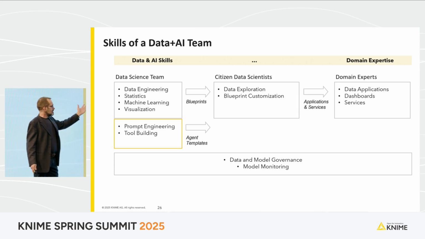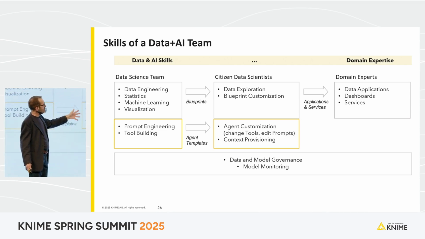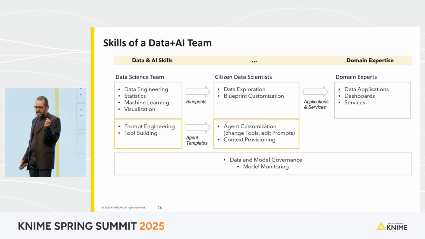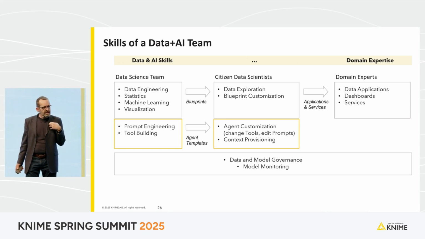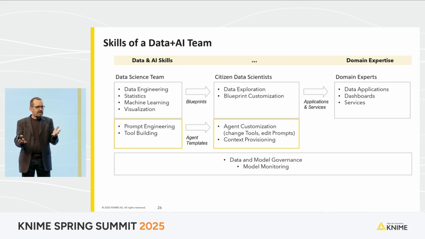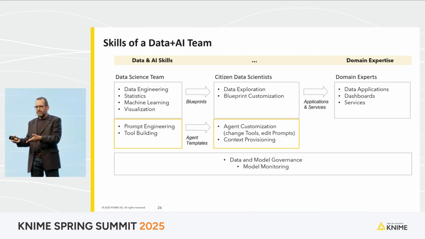These will create agents, agent templates, and then over here, these citizen data scientists can customize them a little bit. Maybe they take the tools and say, in my case, for what I care about, the Ask My Organization Anything doesn't need a community tool because we don't have a community. Or we don't want that AI to answer questions about our employees, so there's not going to be an employee tool as part of it.